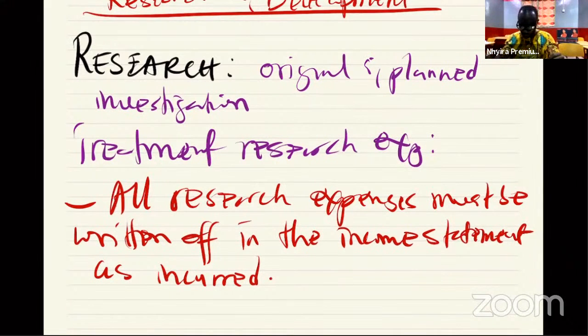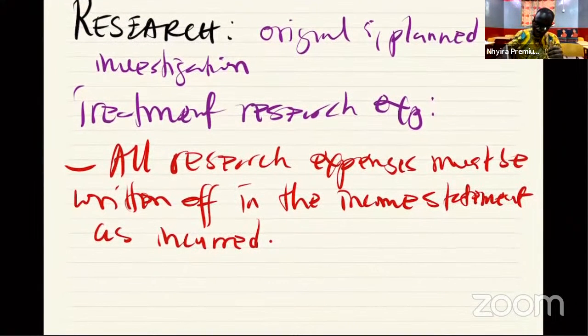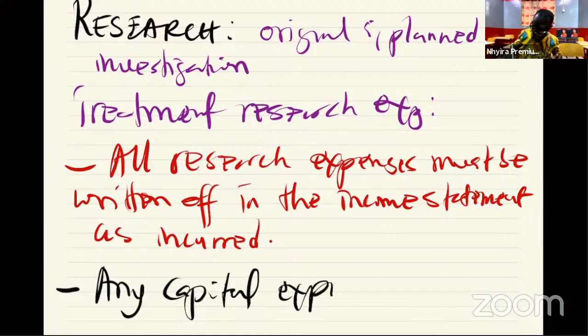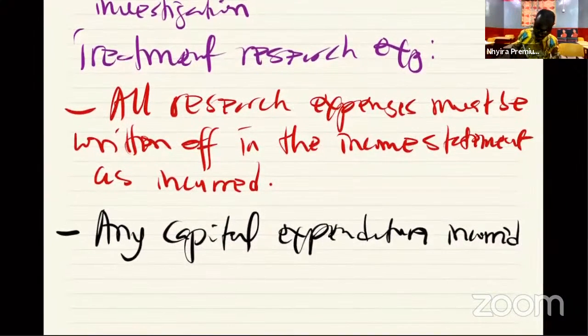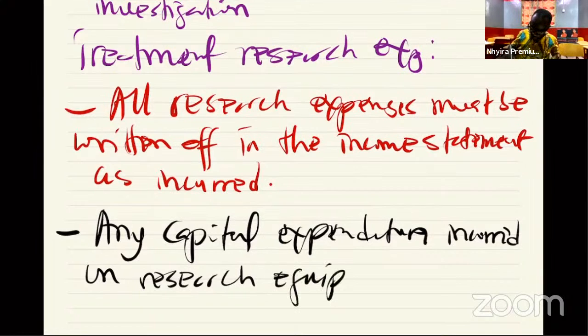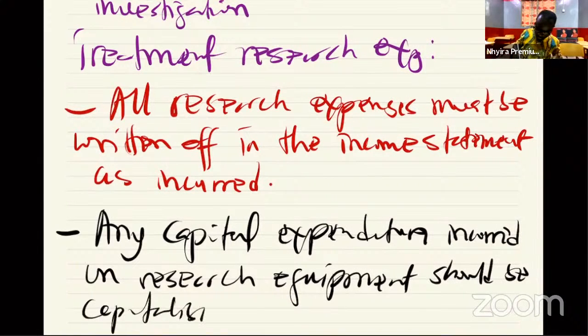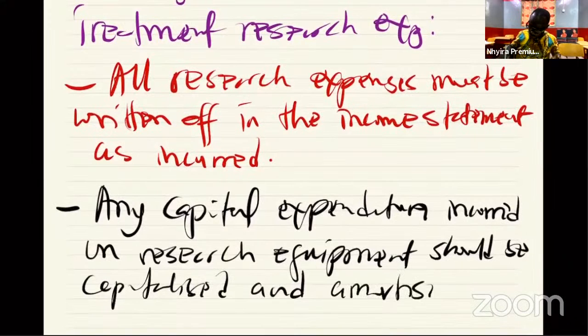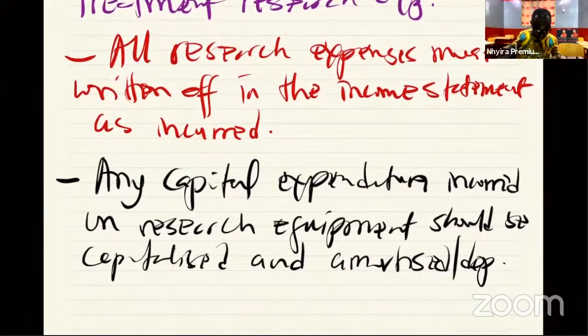You're going to stay with me very well here. But there is another thing you need to understand about research expenses. The standard went ahead to say that any capital expenditure incurred on research equipment should be capitalized and amortized or depreciated over the economic useful life of the asset.